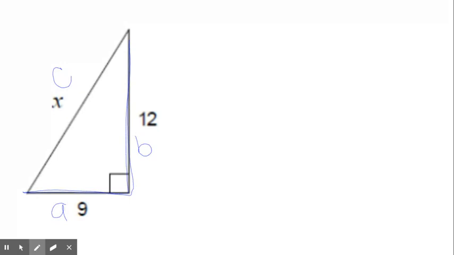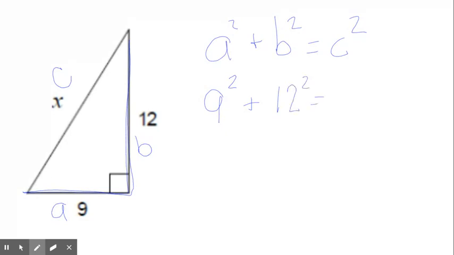When we're missing C, we fill in what we know to our Pythagorean theorem, which said A squared plus B squared equals C squared. And since here it shows A is 9, we say 9 squared plus B, which is 12, so 12 squared equals C squared. From here, we went to the Desmos calculator and just typed that in so we can simplify that down.